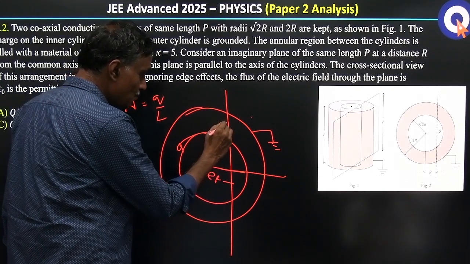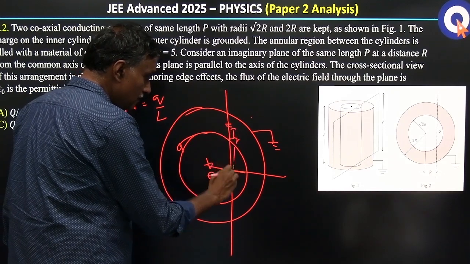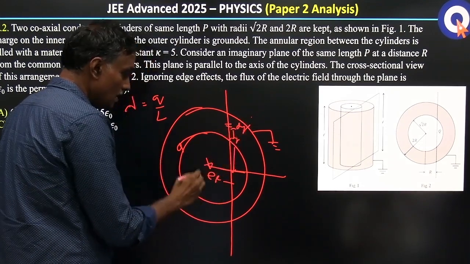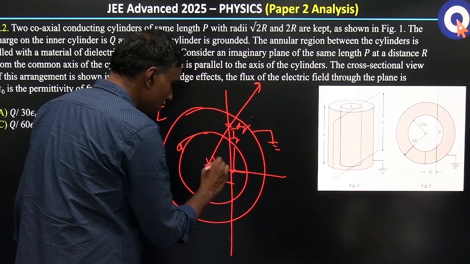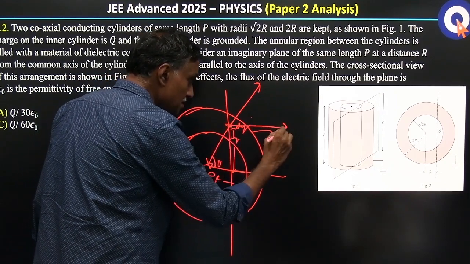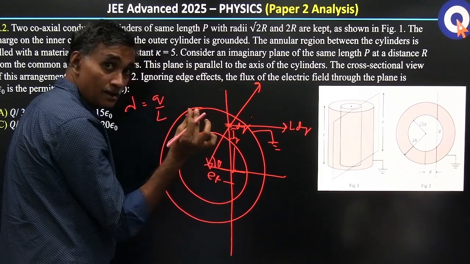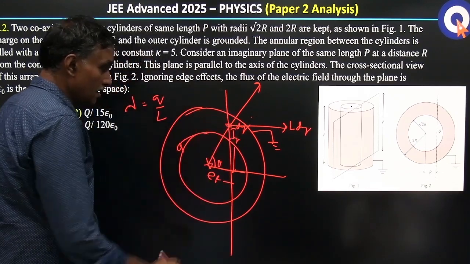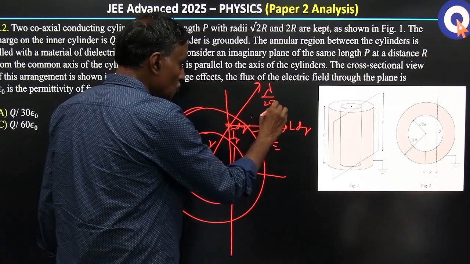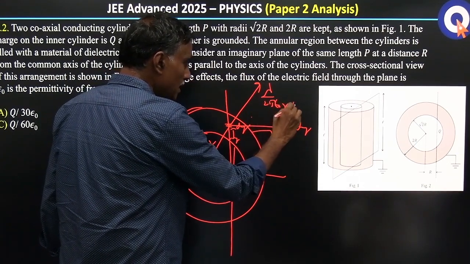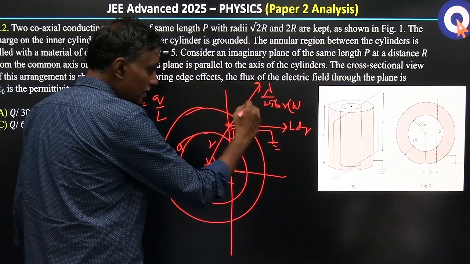If I consider some point here, this is the plane at a distance y, and the width is dy. So the electric field at that point will be in this direction. If this angle is theta and the area vector is in this direction, the area is L dy. This is L and this is dy. And this is small r, and the electric field is lambda by 2 pi epsilon naught r into k, the dielectric constant.